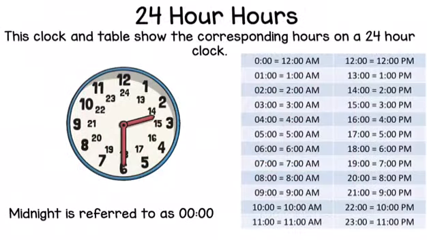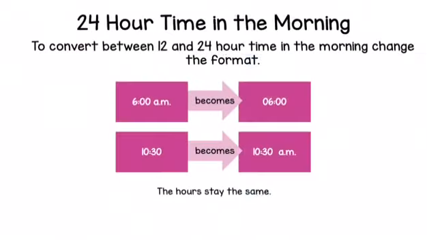So this clock and table shows the corresponding hours of a 24-hour clock. So you can see that 1 o'clock in the afternoon will turn to 13, 2 o'clock 14, 3 o'clock 15, 4 o'clock 16, 5 o'clock 17, 6 o'clock 18, 7 o'clock 19, 8 o'clock 20, 9 o'clock 21, 10 o'clock 22, and 11 o'clock 23. Now, midnight is often shown as 00, as it's the start of the new day.